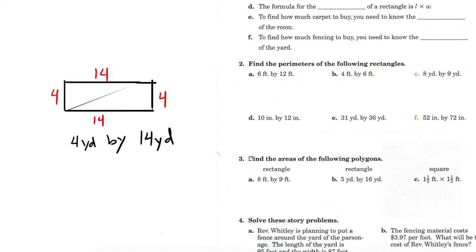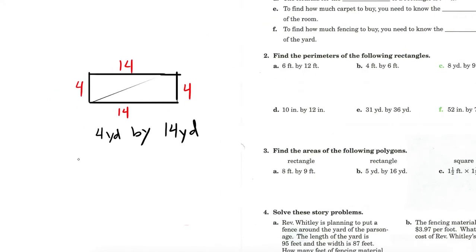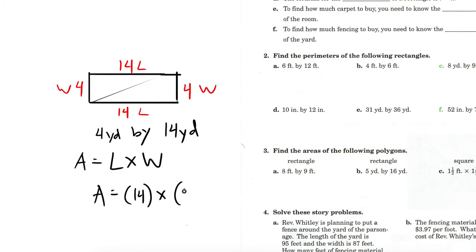So find the area. If you remember, the formula for area is very simple: length times width. That's it. Just one length times one width will give me the area. In this case, area equals my length, 14, times the width, 4. So area would equal 14 times 4, whatever that is. Let's see, is that 56?